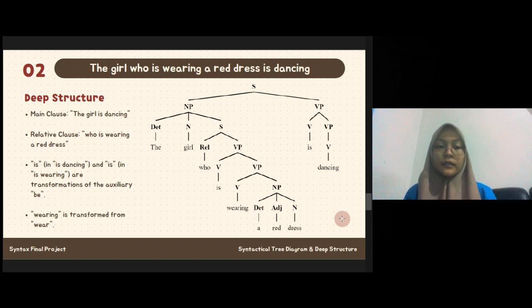And then the word is in the phrase is dancing, and the word is in the phrase is wearing are transformations of the auxiliary be. And then the word wearing is transformed from wear.